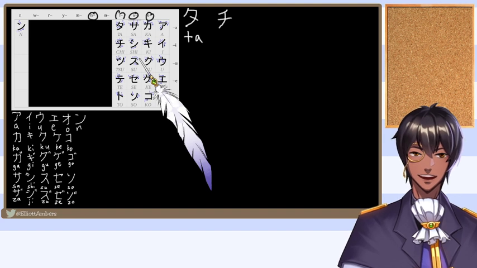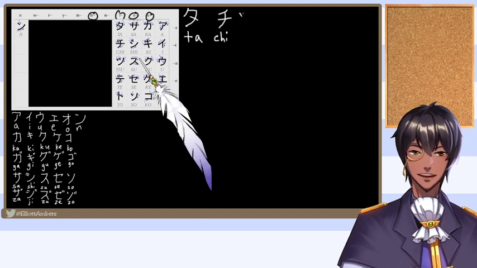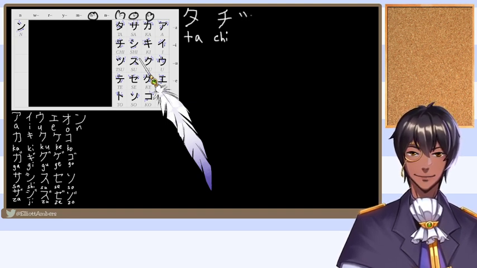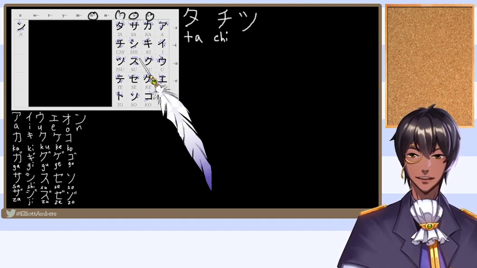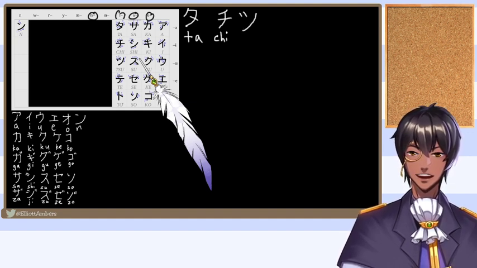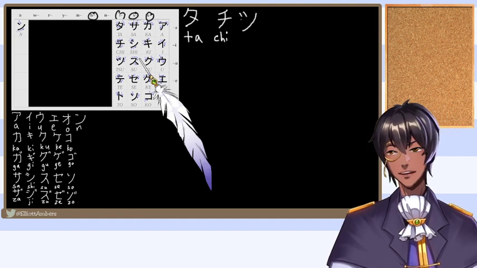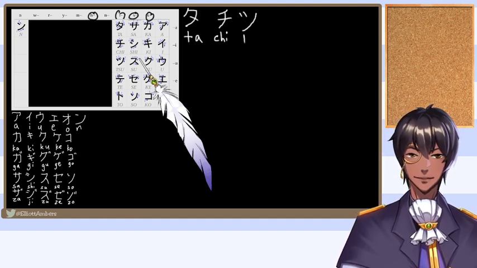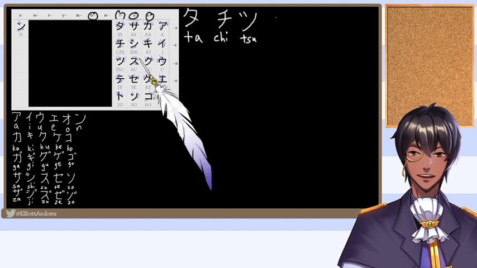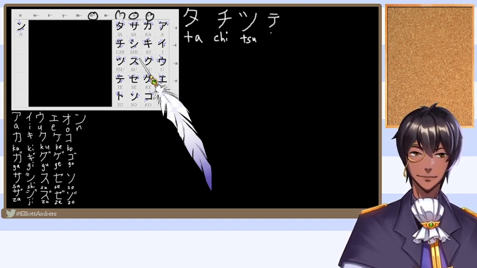Ta. Chi. Tsu, we go down. So again, keep in mind how tsu looks compared to shi. You could see with shi the markings are more horizontal, but with tsu, the markings go more downwards. Tsu. Then we have te. And then we have to.